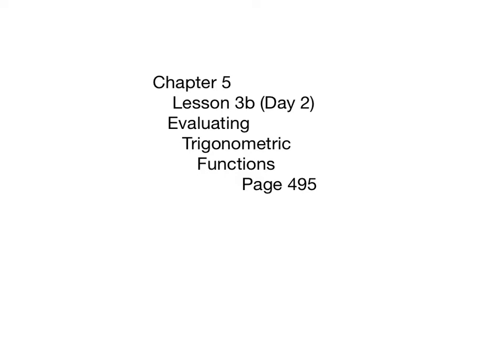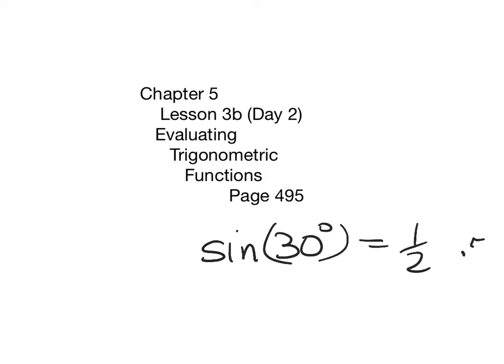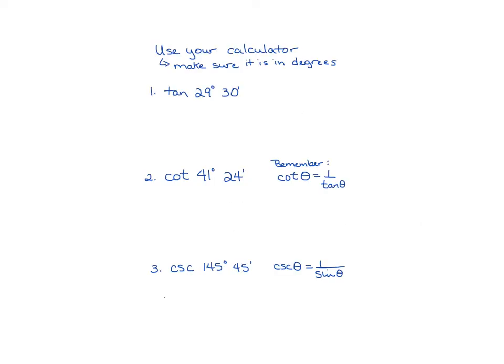So again, you can hit your mode button and double check that the word degree is highlighted. What you can also do is hit the sine button, hit 30 degrees, and you should be getting 1/2 or 0.5. This will confirm that your calculator is in degrees. All of the calculations for this chapter are going to be in degrees. Okay, so now that we've confirmed that our calculator is in degrees, let's try the first question.